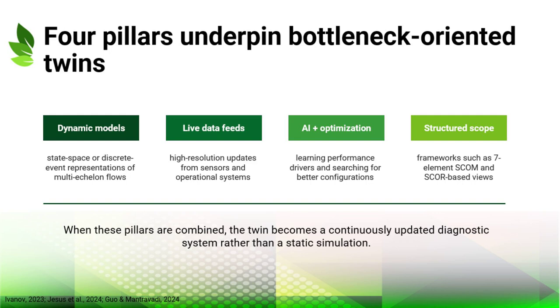Frameworks such as the 7-element digital twin model and score-based approaches help define whether the twin represents a product, process, organization, supply chain, or network of networks. Together, these pillars turn a simulation into a diagnostic decision system. Together, they create the basis for actionable visibility across networks.